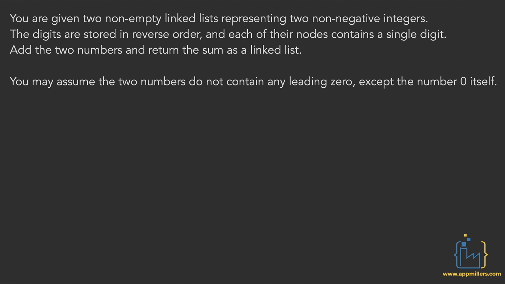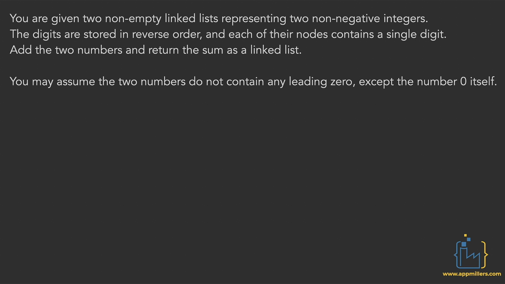Now here the problem statement says that you are given two non-empty linked lists representing two non-negative integers. The digits are stored in reverse order and each of their nodes contains a single digit. So this means that in the linked list, in each node we will have the digits and the whole number is in reverse order. And we need to add these two numbers and return the sum as linked list. And here the assumption is two numbers do not contain any leading zero except the number 0 itself.